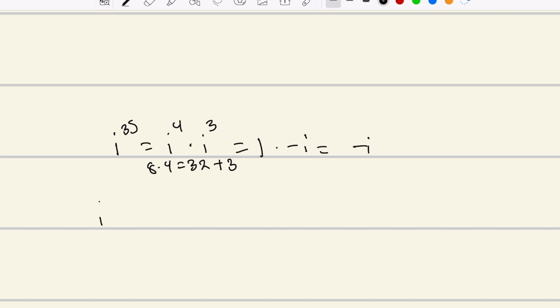Okay, let's do one more. i to the 18. So how many times can 4 go into 18? You can go 4 times, right? So 16. So i to the 4th, to the 4th power. We need 2 more to equal 18, which gets us 1 times negative 1, which is negative 1. That's it. And that's it for complex numbers.